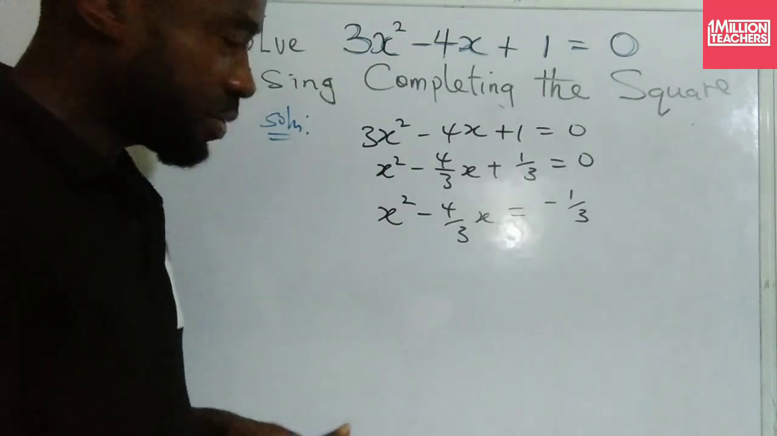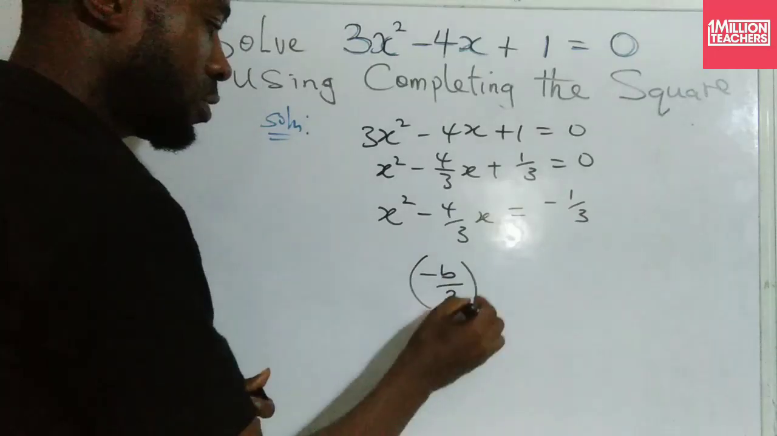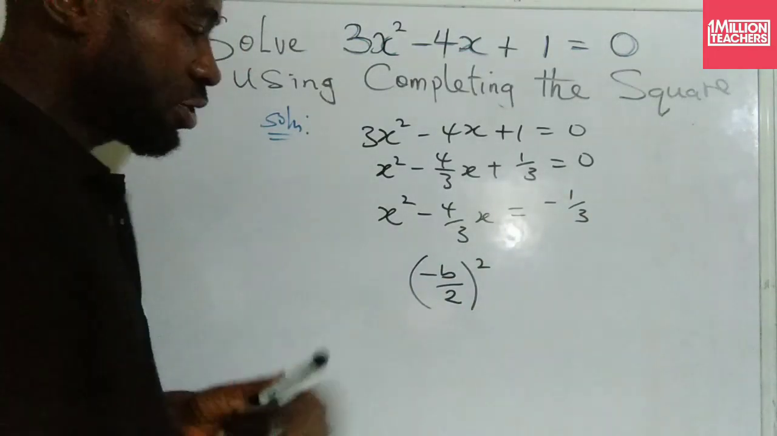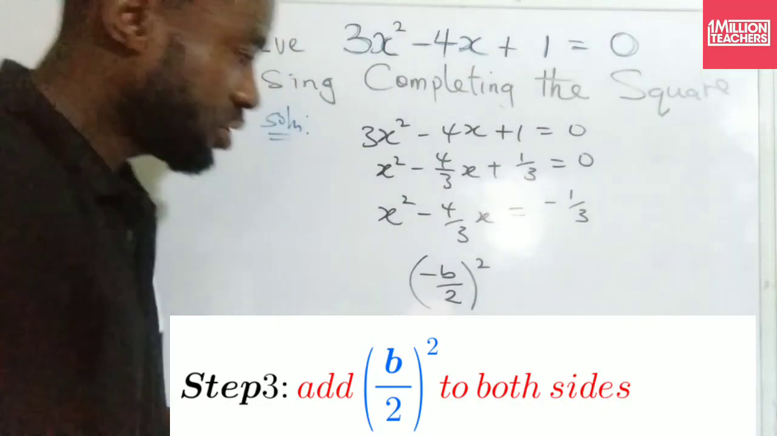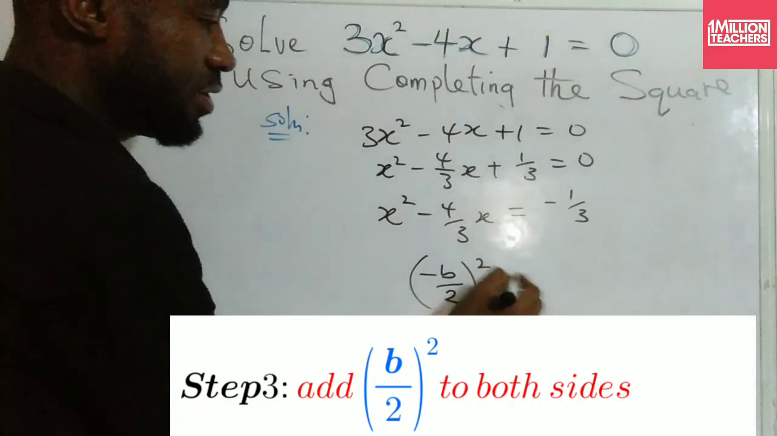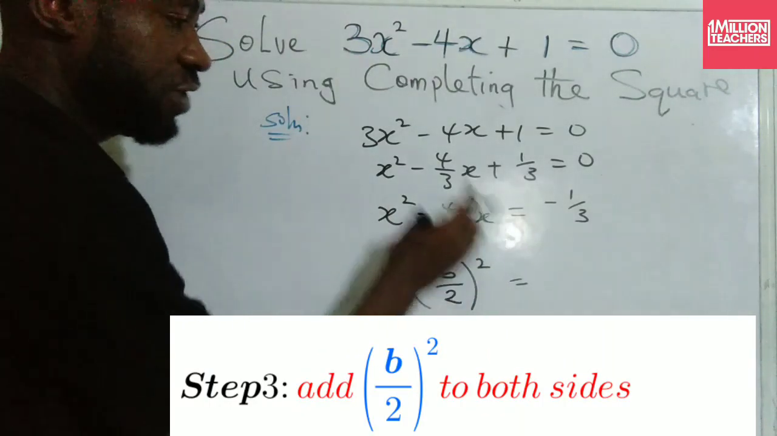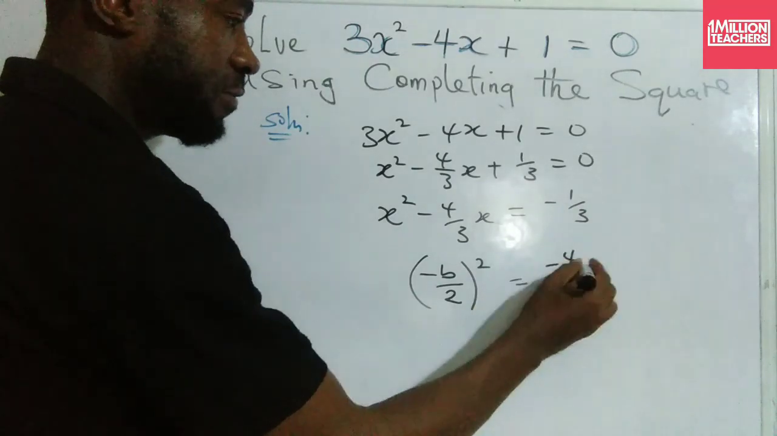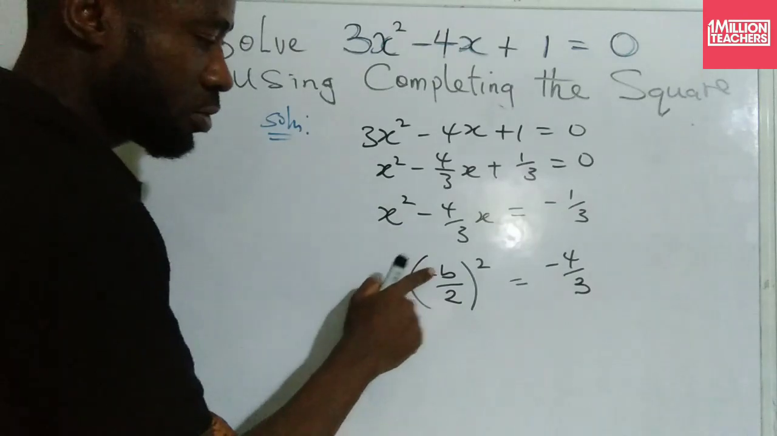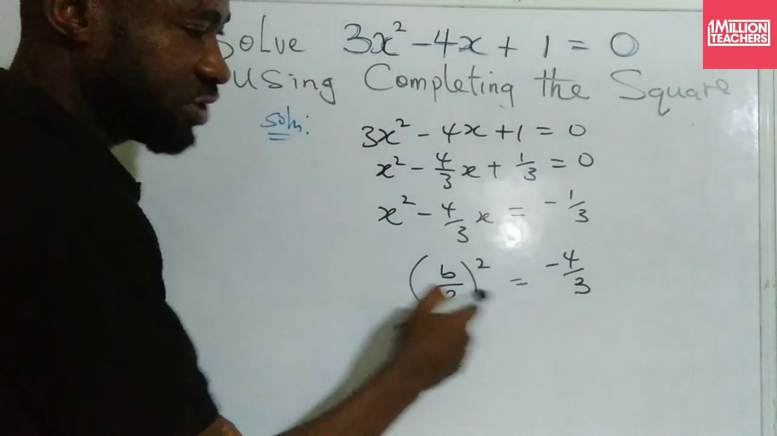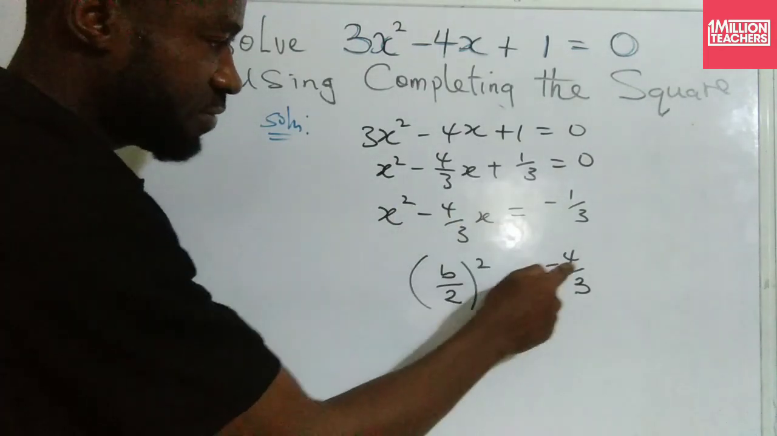Now in my third step, I'm going to add b over 2 all squared. I'm going to add this to both sides. Now let me explain what this b stands for. This b stands for the coefficient of x. You can see this is x. The coefficient of x here is minus 4 over 3. So you're adding b over 2 all squared to both sides. So now our b is minus 4 over 3.